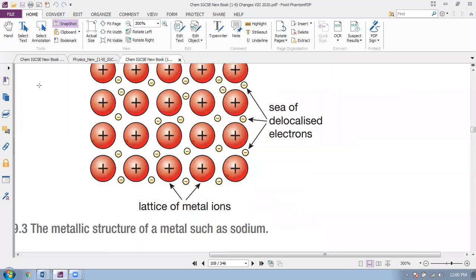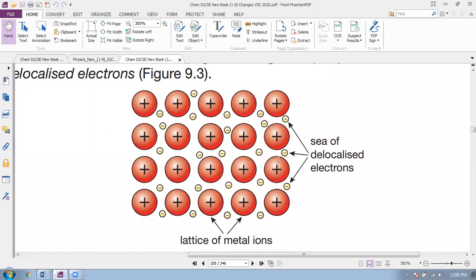I will magnify this diagram for you. These were atoms of the metal, but the electrons from the outer shell are not fixed in the outer shell. Rather, they come out from the outer shell and move throughout the structure. Those neutral atoms, due to the lack of electrons, become positive ions. Look at this structure: it contains an array of positive ions with some delocalized electrons.